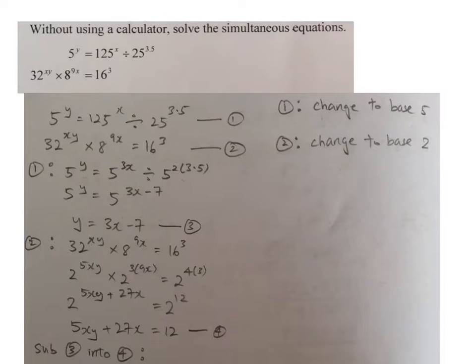So first, I change equation 1 to base 5. You can see that 125 is actually 5 cubed and 25 is actually 5 squared. Alright, so I can use my law of indices for division. I can take 3x minus 7. How do I get 7? 2 multiplied by 3.5 is 7. So can you see that I have the same base on the left hand side and right hand side? Then I can compare my indices. I have y equals 3x minus 7. I call this equation number 3.